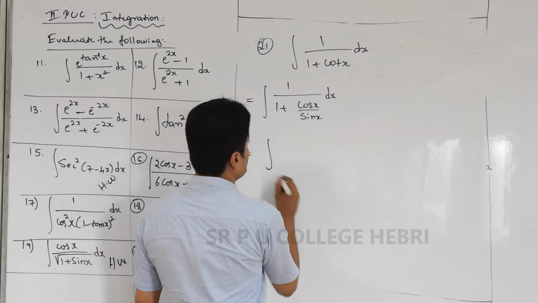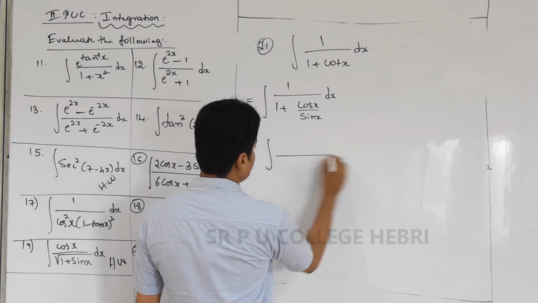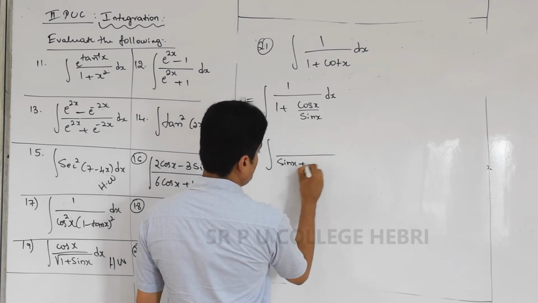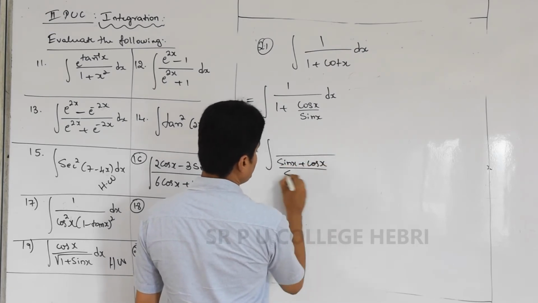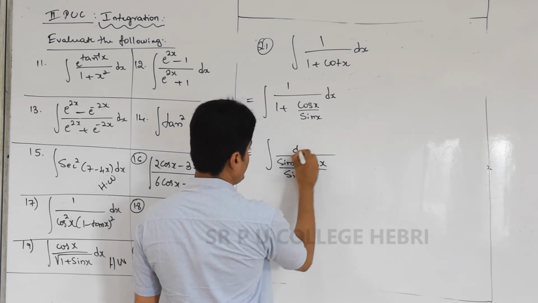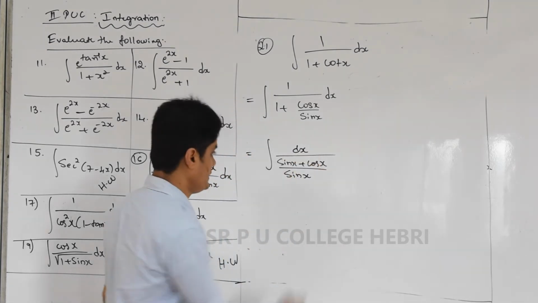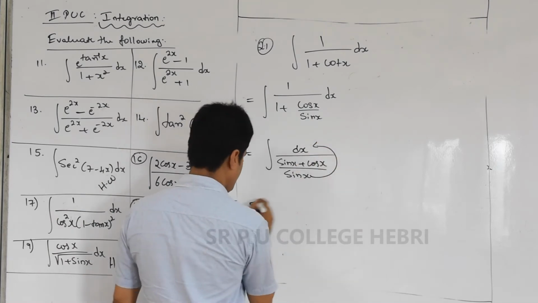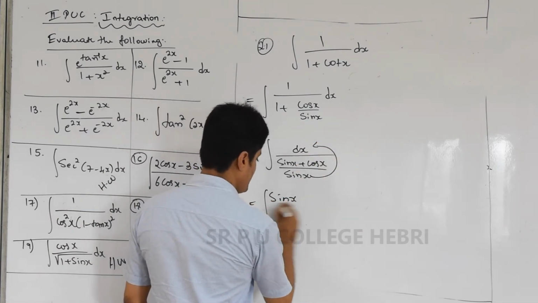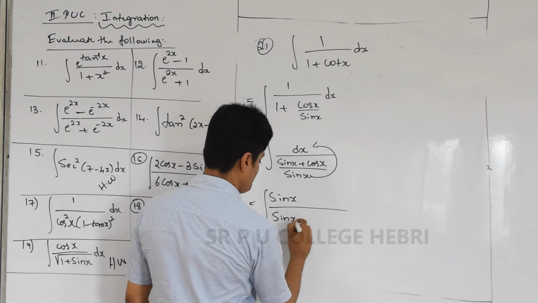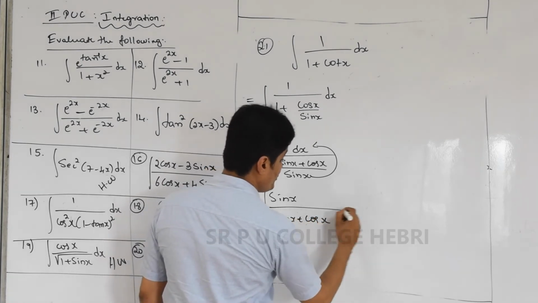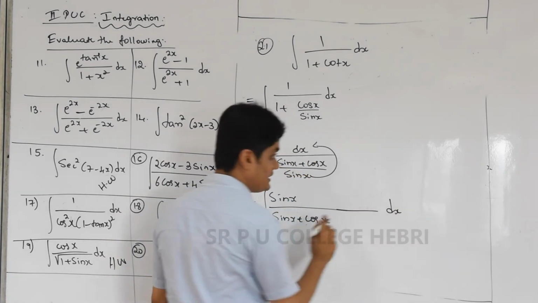Observe carefully. Take the LCM, what happens? sin x plus cos x by sin x, equal to dx. I mean, dx in the numerator. Correct? So what happens to this? It goes to the numerator: sin x by sin x plus cos x. See, you know this trick. I have already used this.